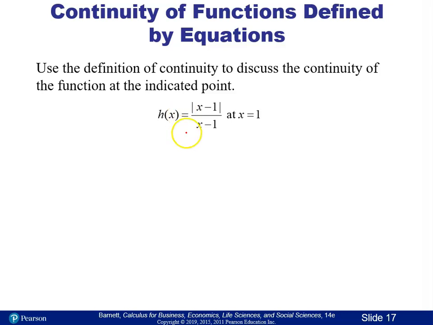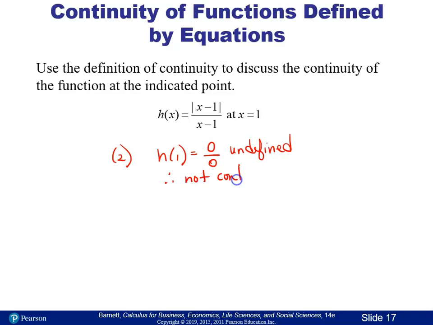Same idea here. H of 1 is going to give the situation of 0 over 0, so it's going to be undefined. So that would be reason number 2, that it's undefined. Therefore, it's not continuous. Be careful that you actually say what it is that you are trying to show, because just to say that h of 1 is undefined doesn't really connect it back to say that it's not continuous.